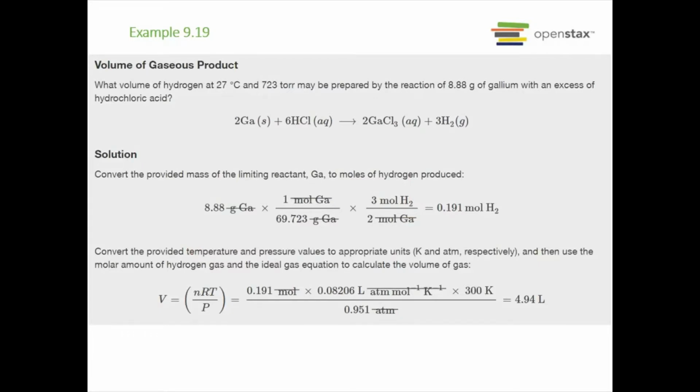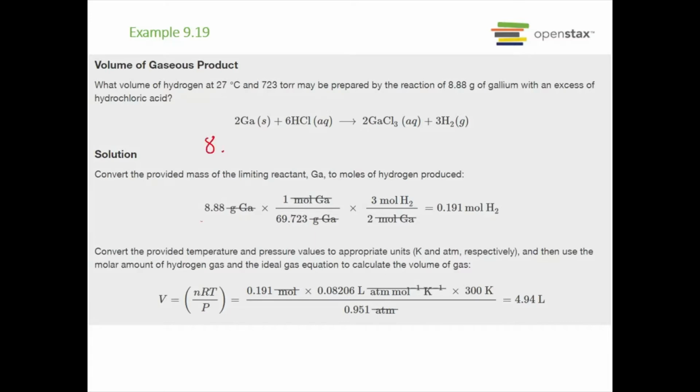Okay, here's another example. Volume of hydrogen to make 8.88 grams of gallium with an excess of hydrochloric acid. So we're already told that gallium is our limiter here. First things first, we're given grams of gallium. We always need to make sure that's moles. And we can go from grams of gallium to moles of hydrogen using our stoichiometry. So first things first, gallium to moles.